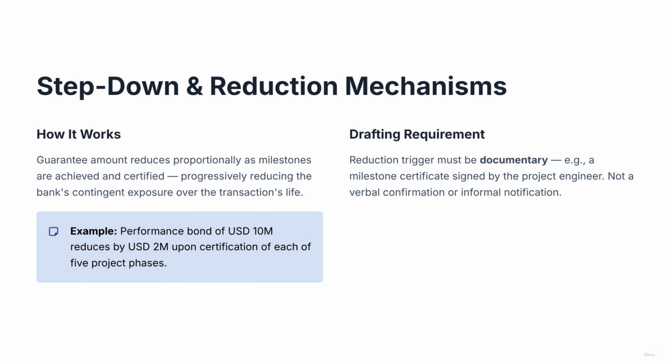The key drafting requirement is the same as for event-based expiry. The reduction trigger must be documentary: a milestone certificate signed by a named engineer, not a verbal confirmation or informal notification.